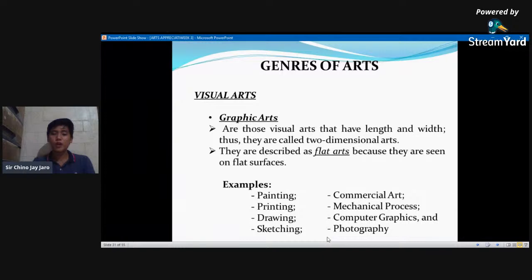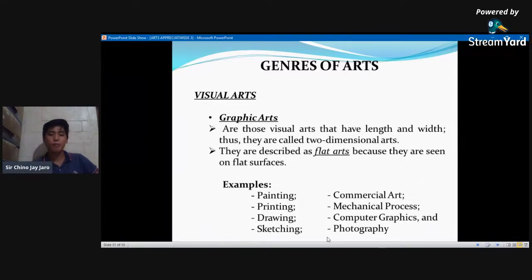Are those visual arts that have length and width. Thus, they are called two-dimensional arts. Now, dun pa lang, tandaan natin na ang graphic arts mostly ay two-dimensional arts itself. They are also described as flat arts na kung saan makikita natin sa mga flat surface.